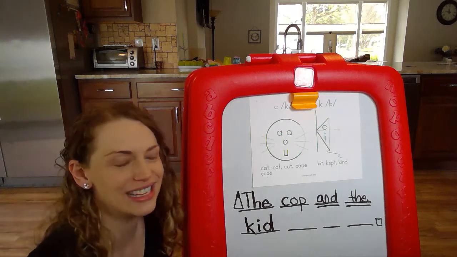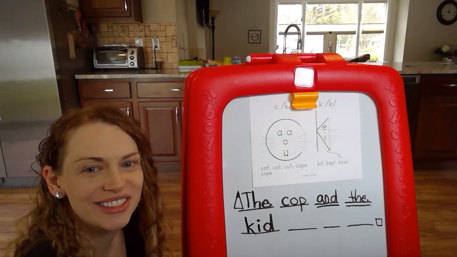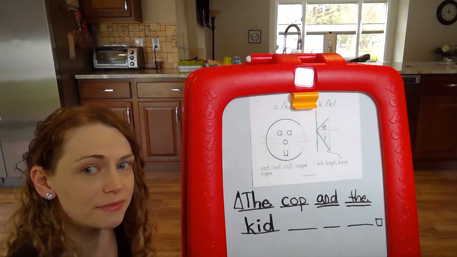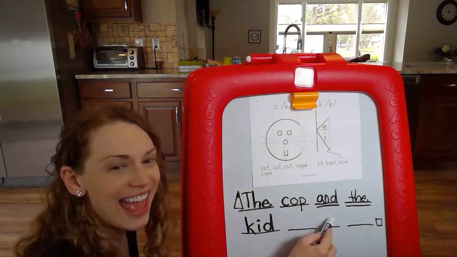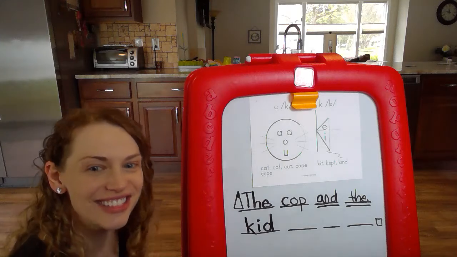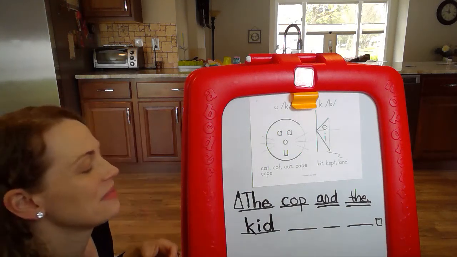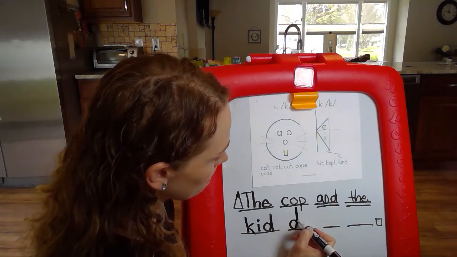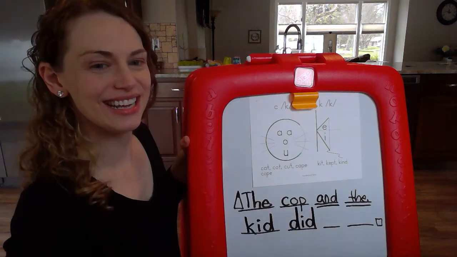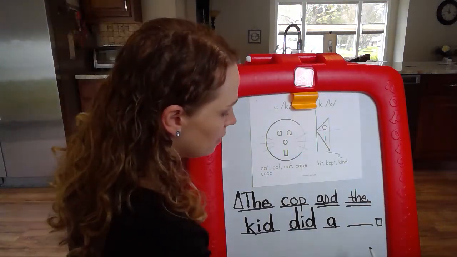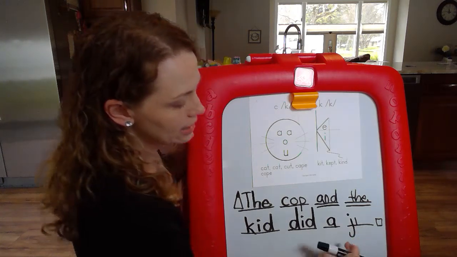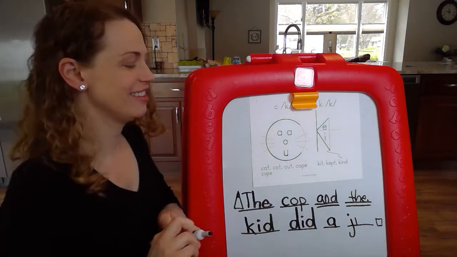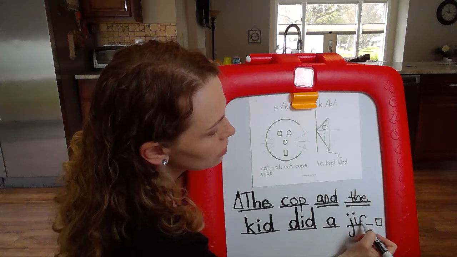See if you can finish the whole rest of the sentence. Did a jig. If you need to pound any of them out, feel free and tap them. Okay, hit pause while you finish writing did a jig. Once you finish writing did a jig, then you can hit play again and check it with mine. Did. Did a. Watch that dive down. J, and that G's a dive down too. G.